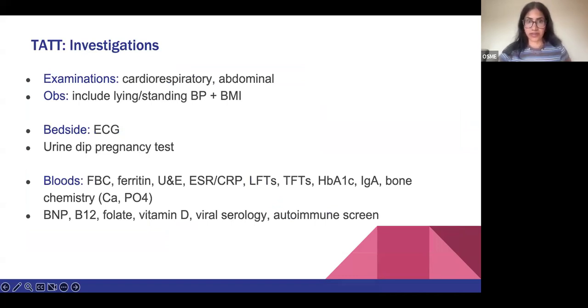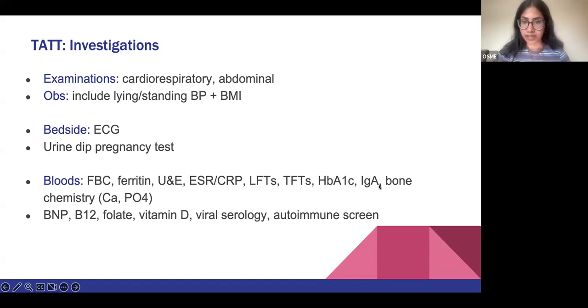Investigations, again, you want to be thorough. Tired all the time is very difficult to pin down, so you might as well do all of these bloods. Obs again include the lying and standing blood pressure to look for orthostatic change, and you can do a BMI as well. Underweight BMI, so less than like 18 or so, can present with fatigue. At this point, you can do a pregnancy test.